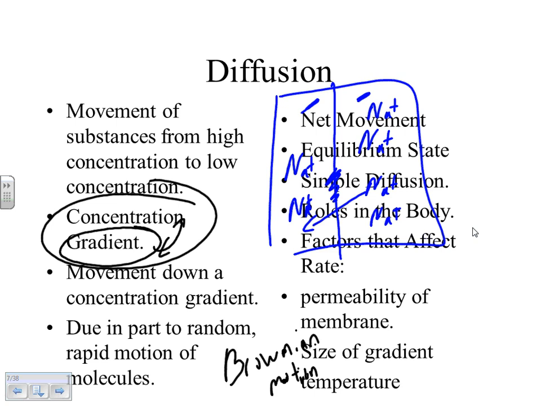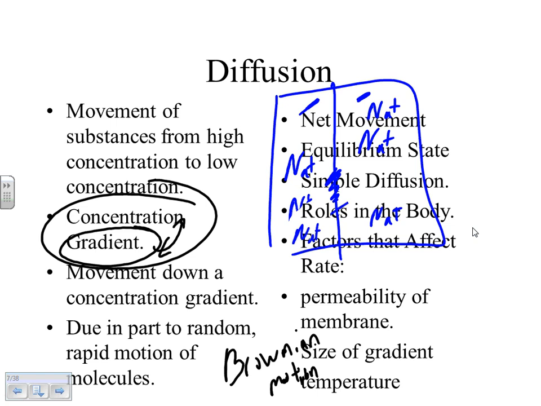But when just one of them moves, now the concentrations are equal. There's no more concentration gradient. There's no more difference in concentration. There's no high and no low. This doesn't mean that diffusion stops. It means that net diffusion stops.